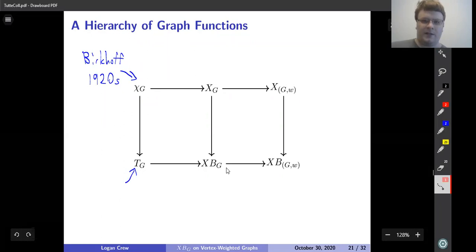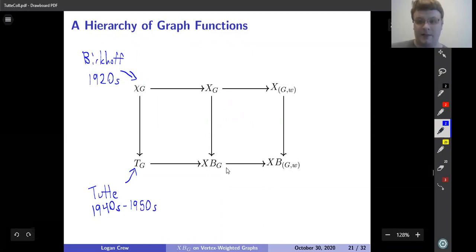Arrow here, I'm saying that this is generalized by this. This is just a diagram containing this information. So this is the Tutte polynomial, which was created by and popularized by Tutte. There were a handful of things in the late 40s and 50s where it really got popularized and then took off. Then we have Stanley, Richard Stanley in the 90s, generalized this here. He made X_B and X_B of G, which generalize these functions respectively and contain them properly.